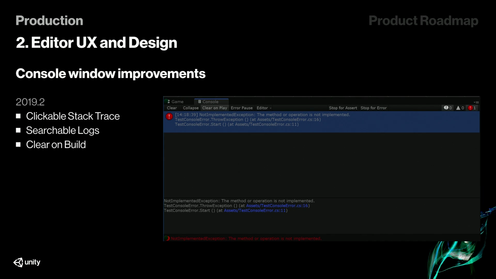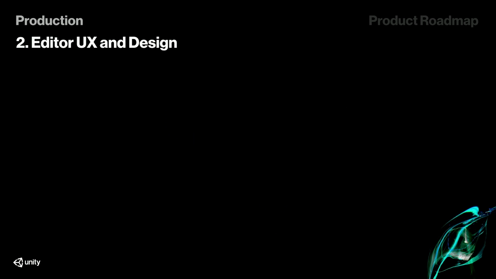The console window is the next one. In 2019.2, we're adding a clickable stack trace, which is really useful for identifying exactly what's going wrong with a particular error in your code. Searchable logs, which of course make that even simpler, as well as a clear on build functionality.